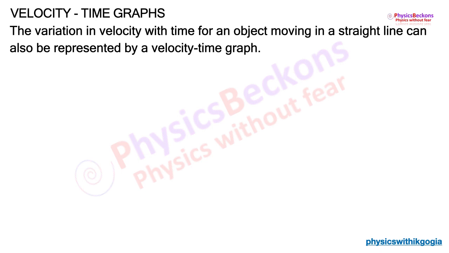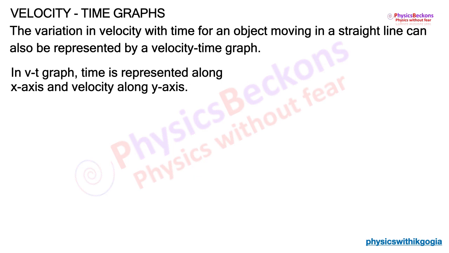The variation of velocity with time for an object moving along a straight path can also be represented by velocity time graph. That is, we can also plot velocity time graph for accelerated motion. Again, here time is one of the variables which we will take along x-axis, and the velocity will be taken along y-axis. The graph will be called velocity time graph.